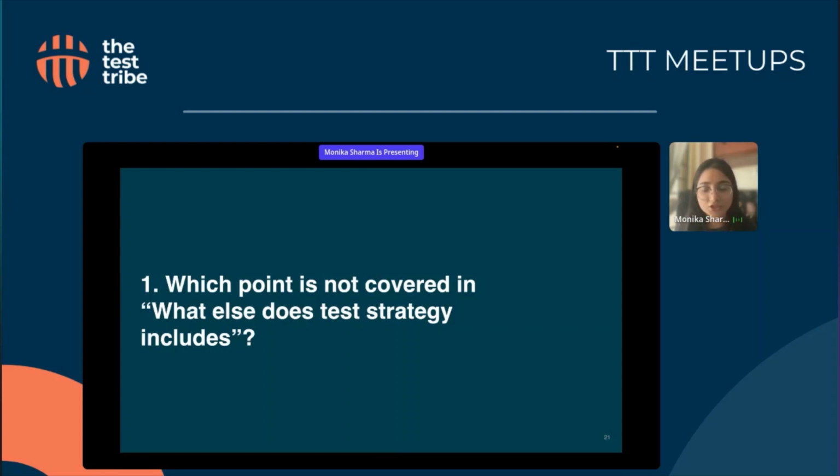I can't see the chat. Ashutosh, can you tell me what we are getting in reply? I think people are still replying to it. Okay. Karthik said you haven't covered in scope and out of scope. Right. Gadi A is saying you haven't covered the shift left approach. It should also include NFR, cross browser, devices. Okay. Let's wait for some more responses.